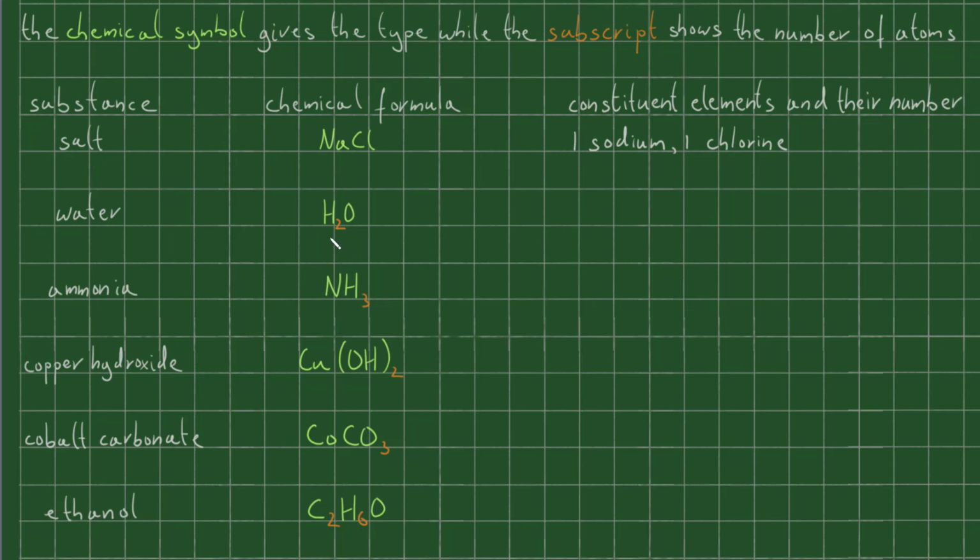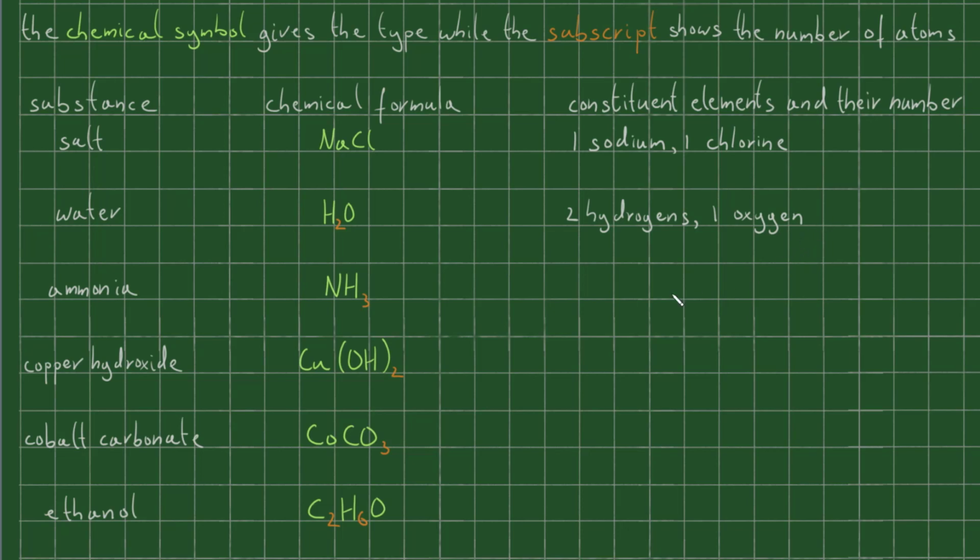The chemical formula for water is H2O. The chemical symbol H stands for hydrogen. The little 2 in the subscript tells me that there are two hydrogens. The chemical symbol O stands for oxygen, so I only have one oxygen. This means that water is made up of three atoms, two hydrogens and one oxygen.